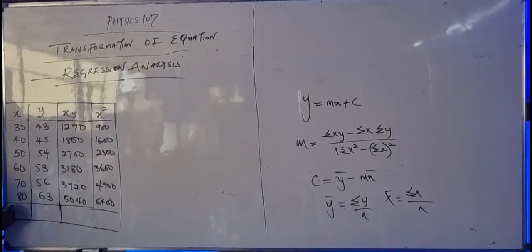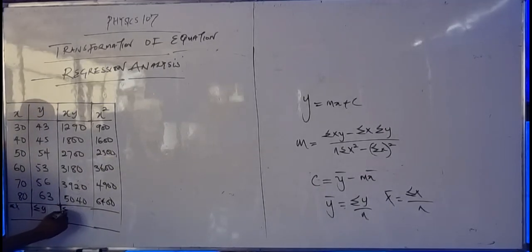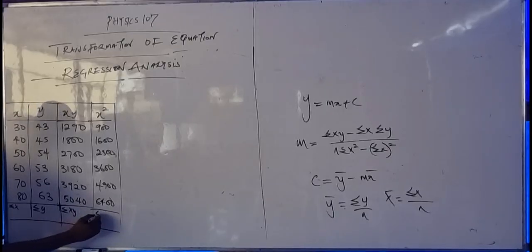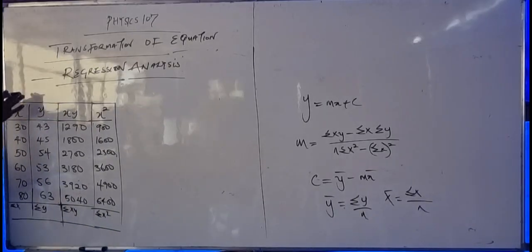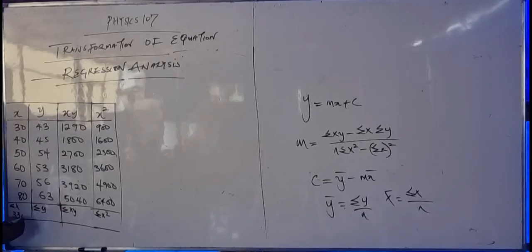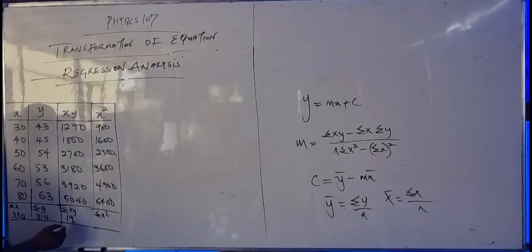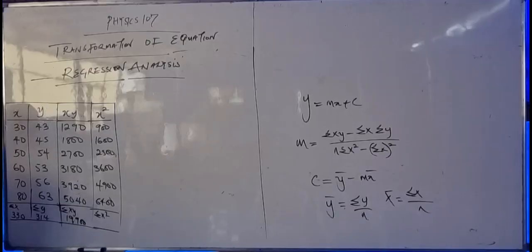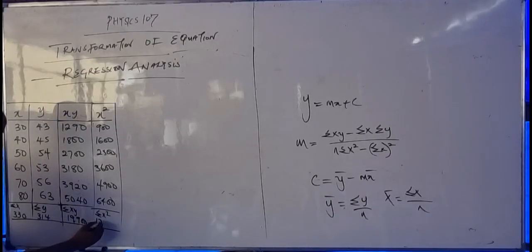Next is to find the sum of x, the sum of y, the sum of xy, and the sum of x squared. Let's add up everything here. 330. Thank you. What about the sum of y? I guess it's 314. Please confirm. Sum of xy is 19,900. Sum of x squared is 17,930.